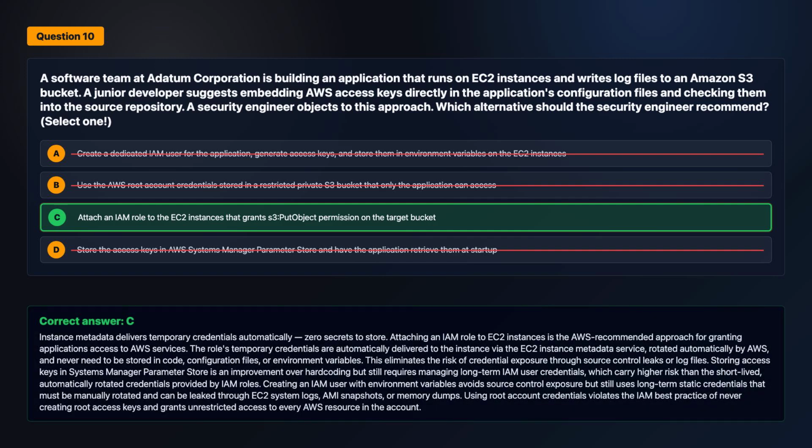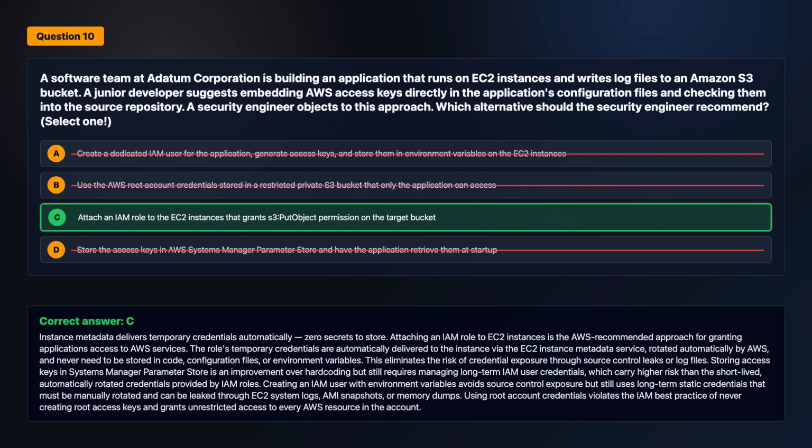The correct answer is option C. Instance metadata delivers temporary credentials automatically, zero secrets to store. Attaching an IAM role to EC2 instances is the AWS recommended approach for granting applications access to AWS services. The role's temporary credentials are automatically delivered to the instance via the EC2 instance metadata service, rotated automatically by AWS, and never need to be stored in code, configuration files, or environment variables. This eliminates the risk of credential exposure through source control leaks or log files.